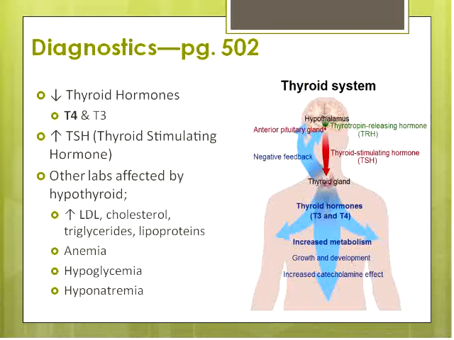So with primary thyroid, your TSH is going to be high, trying to get your thyroid to do its job, and our T3 and T4 are going to be low.